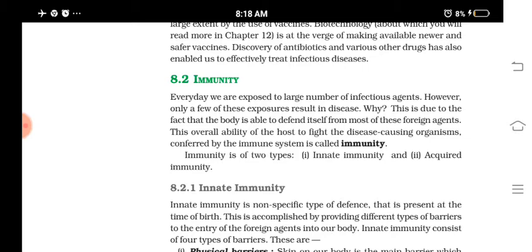Because there is some system that helps us to fight the disease causing organisms. So this system is known as the immune system, and the ability that is conferred by the immune system to fight against the microorganism is called what? Immunity. So immunity can be divided into two types mainly, that is innate immunity and acquired immunity.